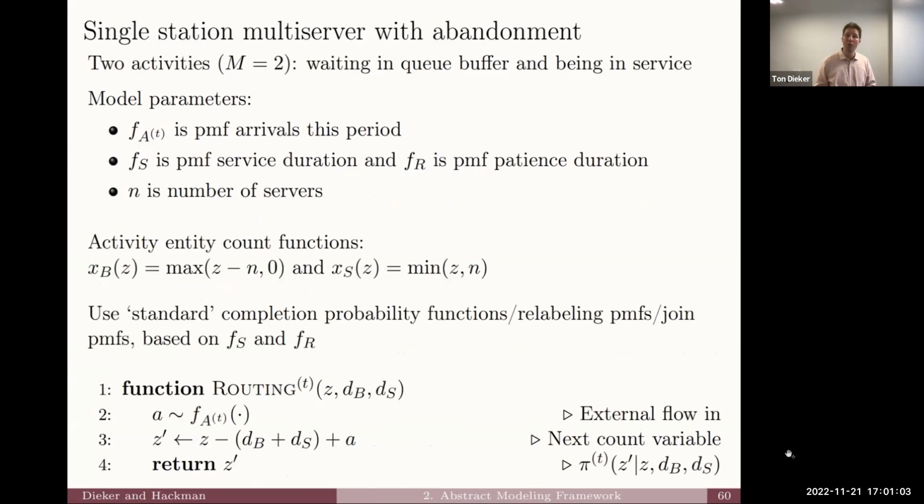Here's an example, the example with abandonment. Actually, the most important thing about this slide is that it's just one slide, because we have the whole model right here. Once we choose these activity count functions, the x's, and we agree that we choose the standard 3 primitives, then we only need to specify the routing primitive, and that's just inventory balance. So that's the whole model.